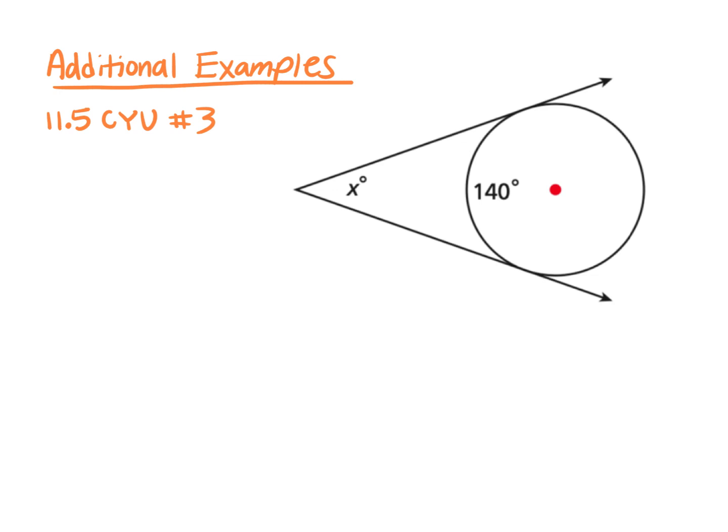Before we get to the try now example, I'd like you to add this to the additional examples section in your notes. This problem is actually number 3 off your 11.5 CYU. Notice that the angle that's formed outside the circle is formed by 2 tangents. And when you have 2 tangents, you might not be given the measure of both of the arcs, but you can figure it out. This inner arc right here is 140 degrees, and then the outer arc is really just the rest of the circle.